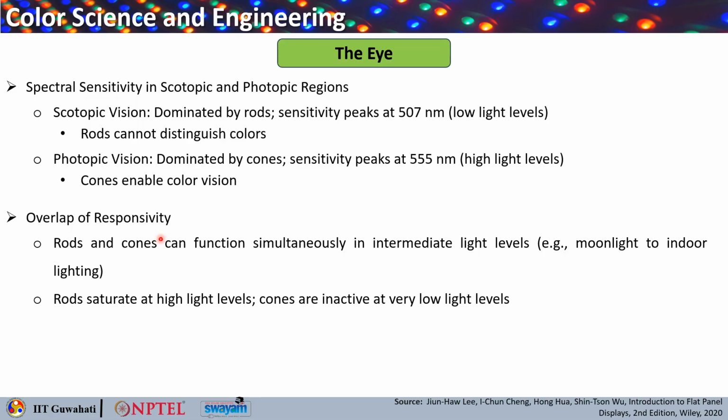So, what about overlap of responsivity? That means at intermediate light level, something like moonlight to indoor lighting, your rod and cone both can function simultaneously, right. So, the rods get saturated at high light levels. However, the cones become inactive at very low light levels.